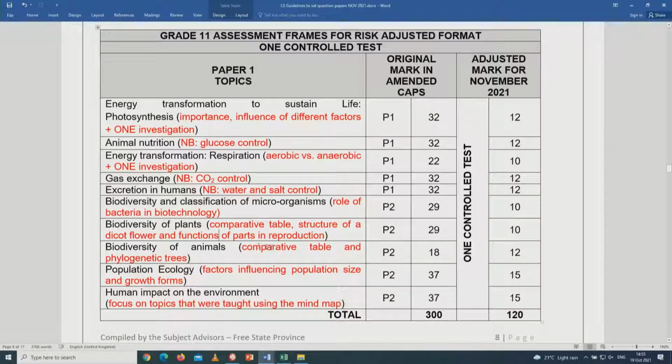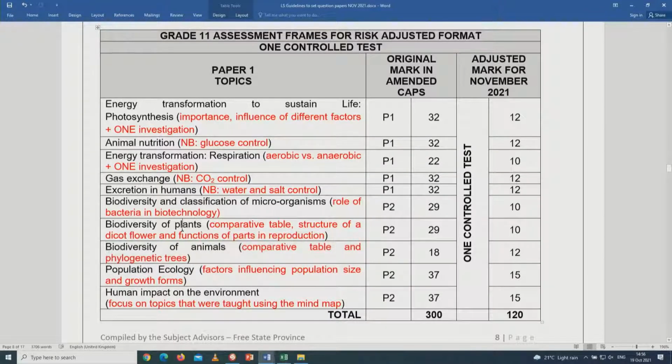Animals, biodiversity, comparative table again. Go and look in CAPS. What has to be compared? It's the body plans, triploblastic, diploblastic, the symmetry, etc., etc. 12 marks for that. And then phylogenetic trees.